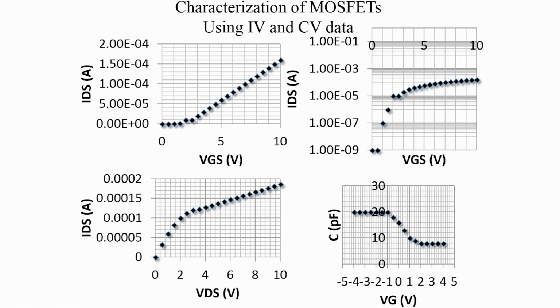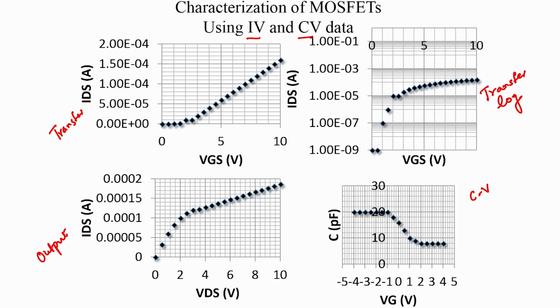So, at the end of it, we should obtain a family of curves that look like this. Here I have not shown a family of curves, but we are seeing just one data set. Okay. So, here we have the transfer characteristics. We have the transfer characteristics plotted on a log scale. Here we have the output characteristics, and here we have the CV characteristics of the MOSFET. So, how do we extract all the parameters required? By using this IV and CV measurement.